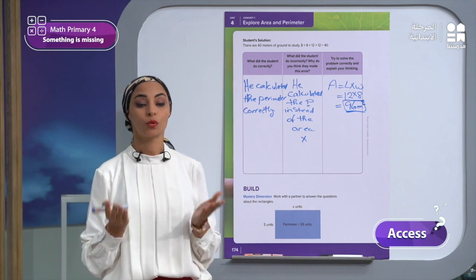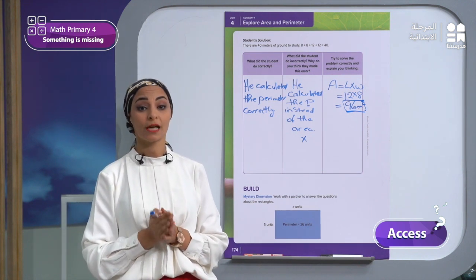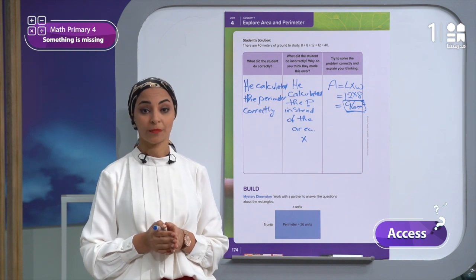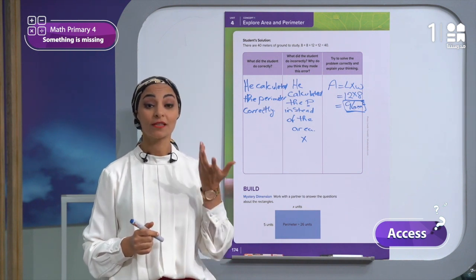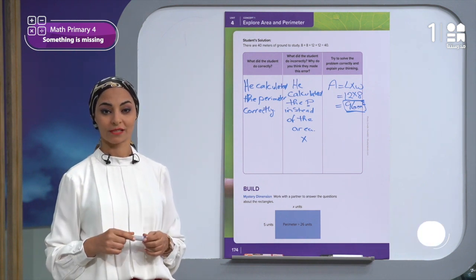Now, you can also think of how you could reword their question so that Amir could solve for the perimeter. For example, we can say, what is the perimeter of the ground in meters? You can think of different rewordings.